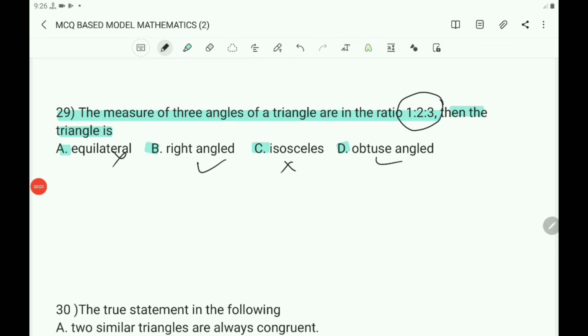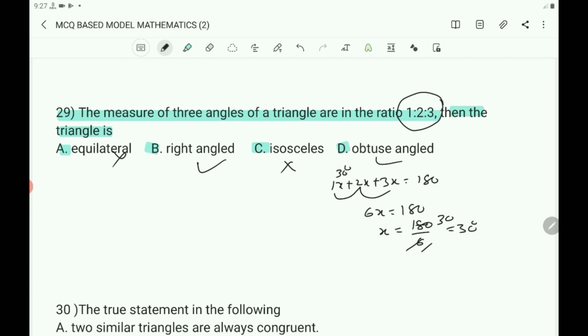Now you take 1x plus 2x plus 3x, that is equal to the sum of the 3 angles of the triangle. So 1x plus 2x plus 3x becomes 6x equals 180 degrees. So x equals 180 by 6, that is 30 degrees. So 1x means 30 degrees, 2x means 2 threes are 60 degrees, 3x means 3 threes are 90 degrees.